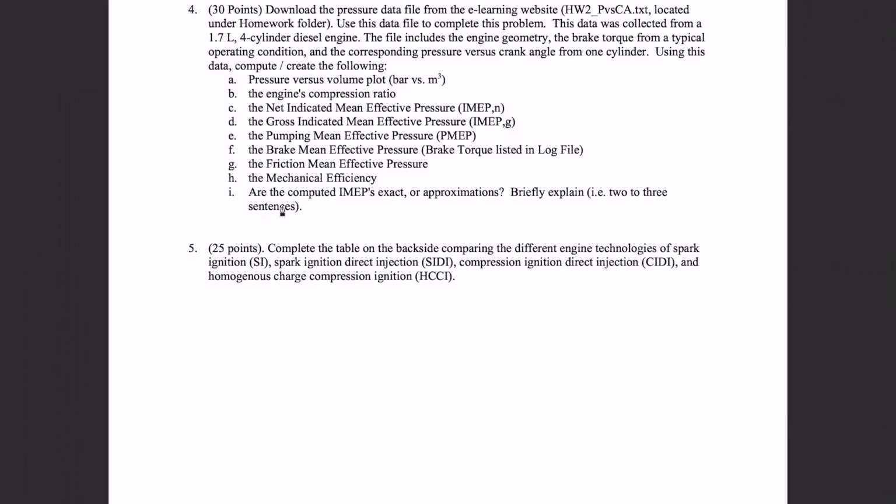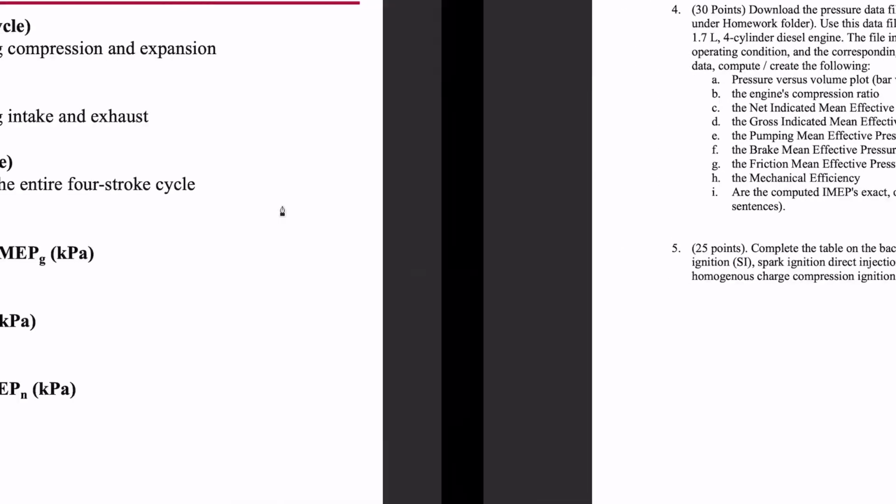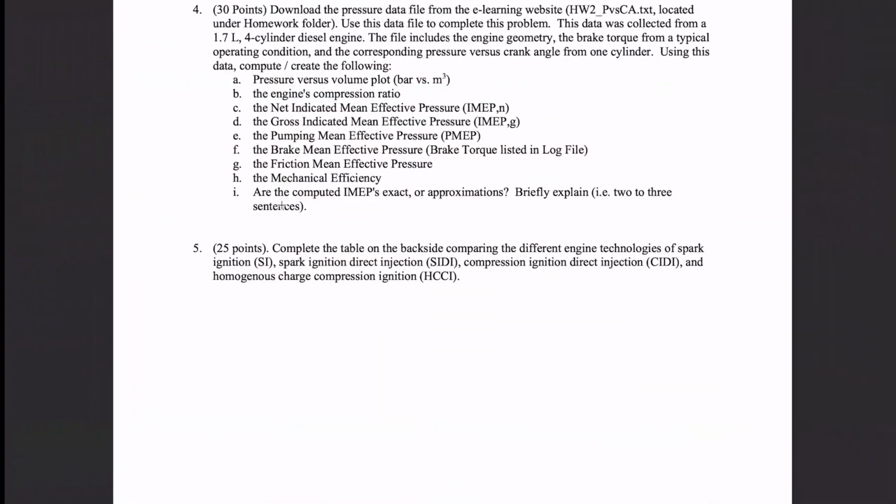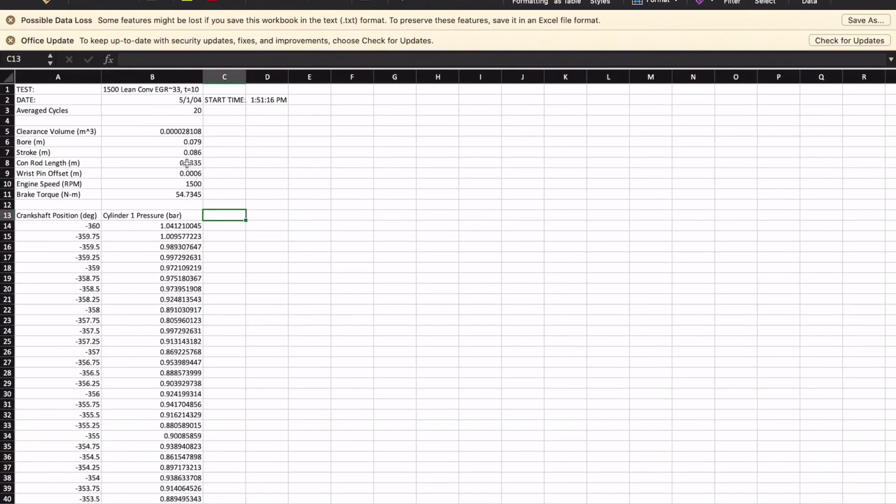Along with the homework being listed on Canvas, there's also a data file, and that data file is a .txt file, which you can import into any software that you like that can do calculations. You could import it into MATLAB if you wanted to, or you could code a Python script. I find it easiest to just do this in Excel, and so I've imported the file into Excel.